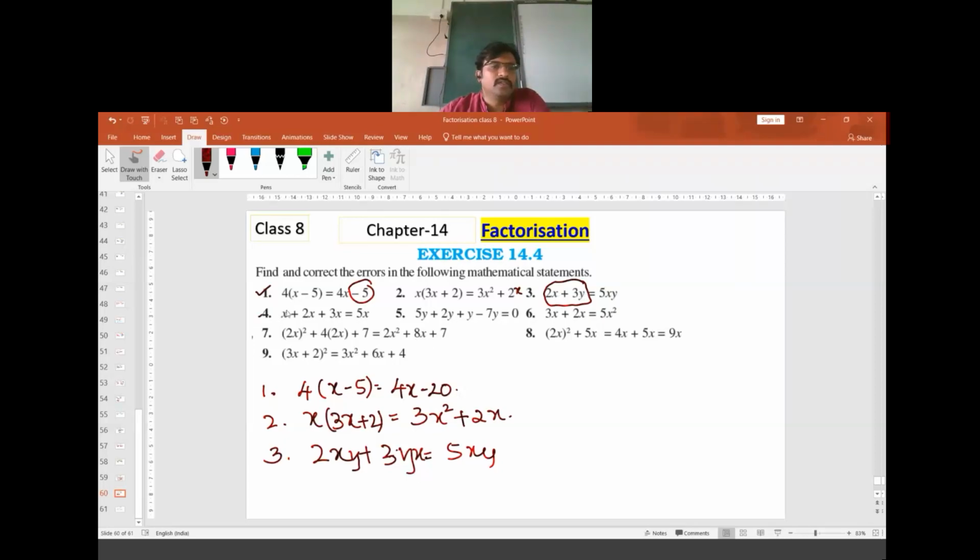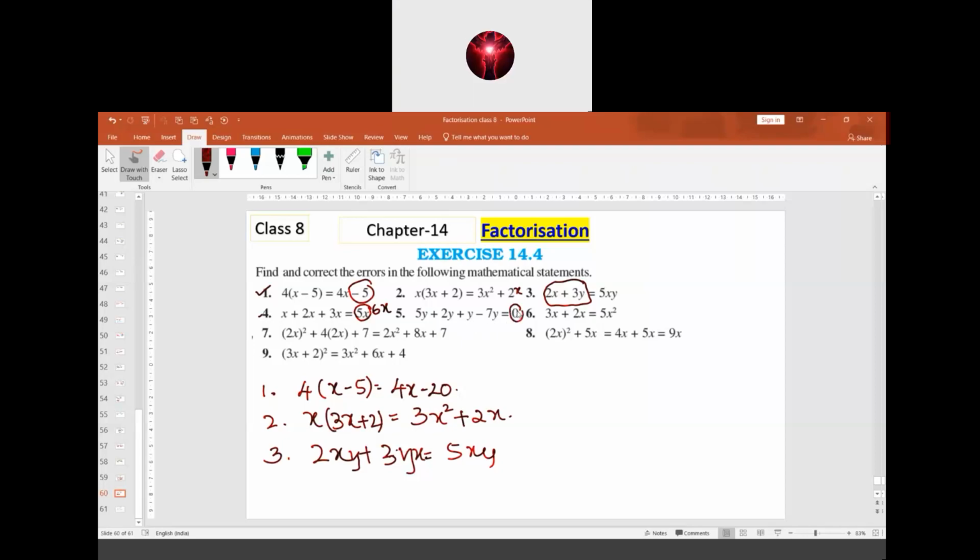How about the fourth one? 6y, sir. 6x should be there. It has to be 6x. Yes, sir. How about the fifth one? Sir, it should be 1. It should be y. 8y, sir. Should be y.